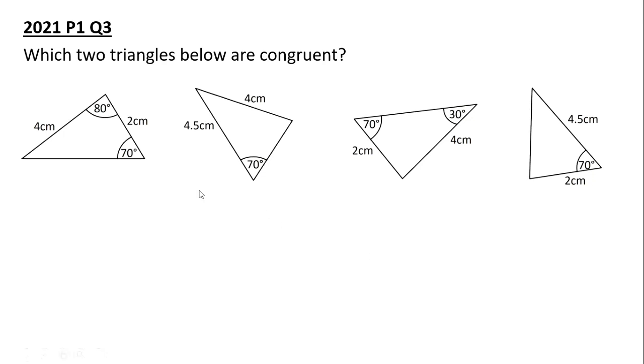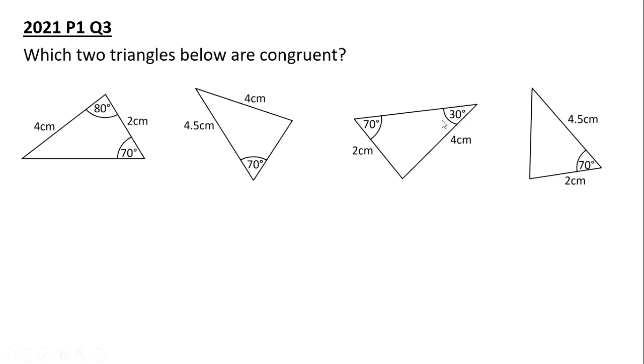When you look at the first triangle, one thing we have to know is that angles in a triangle add up to 180. So we can always find the third angle, where we'll say 80 plus 70 gives us 150. Subtract 150 from 180, you get 30 degrees there. Then we'll try the third triangle. When you add 70 plus 30, you get 100 degrees. Subtract 100 degrees from 180 degrees, you get 80 degrees there.